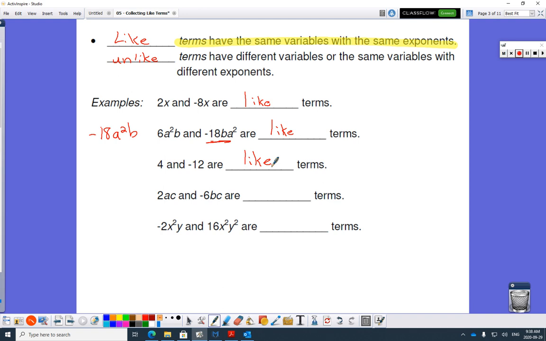2ac, negative 6bc. Like or unlike? Do they have the same variables? They got c's, but this one's got a and this one's got b. All right, so good. Unlike. Got to have the exact same letters with the exact same variables. And here's the one that really fools people. Negative 2x squared y and 16x squared y squared. Unlike, he says. He's right.